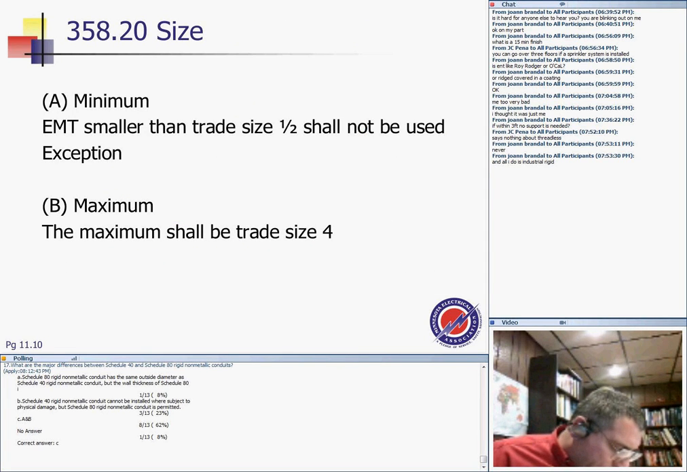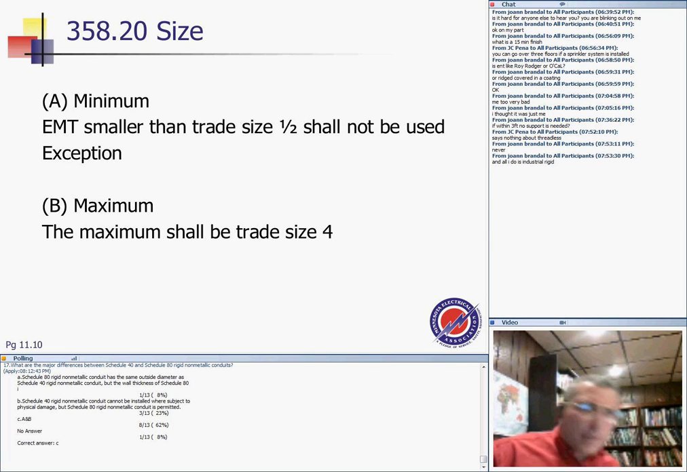Here it says aluminum fittings and enclosures shall be permitted to be used with EMT where not subject to severe corrosive influences. So you can use aluminum fittings with the EMT steel, as long as there are no severe corrosive influences.